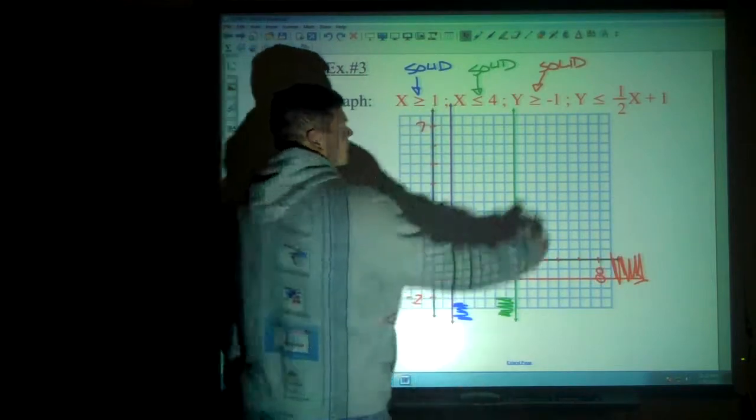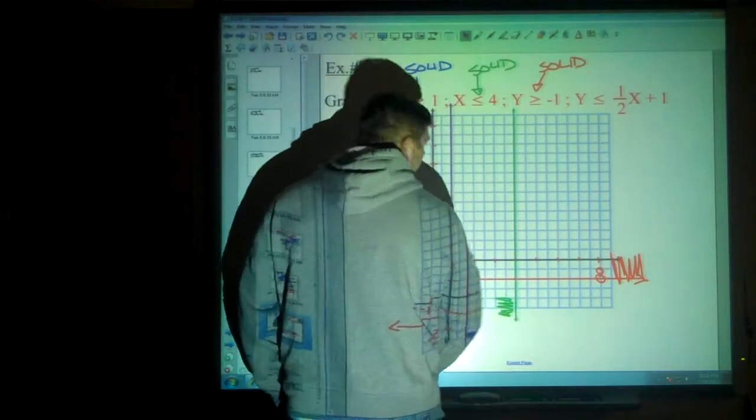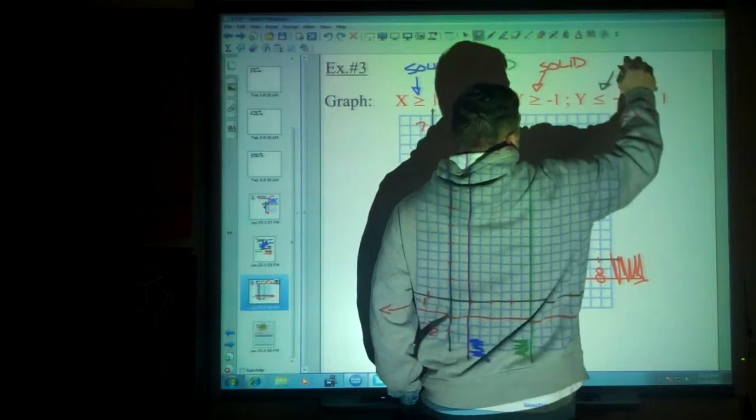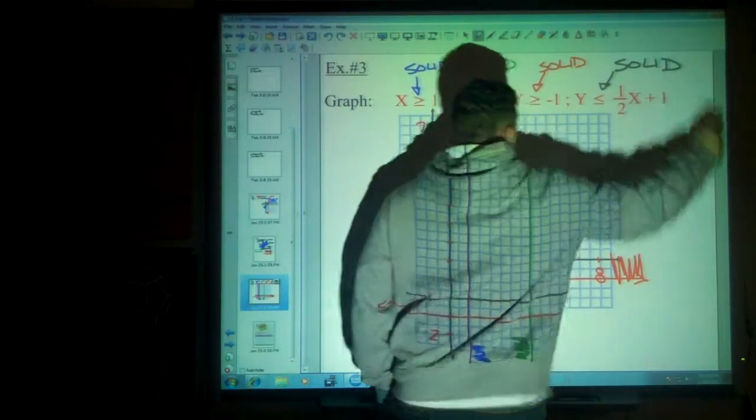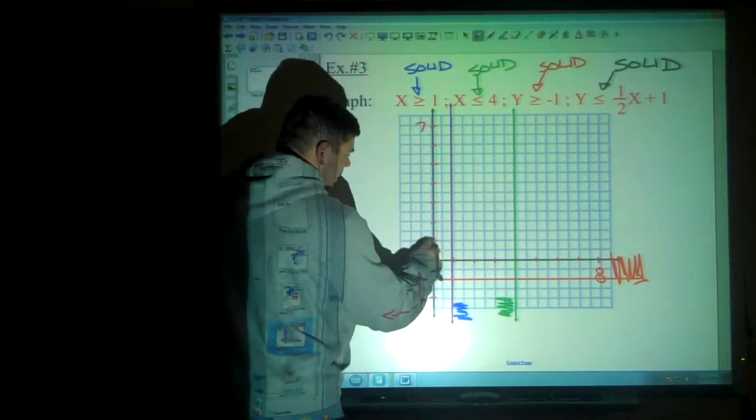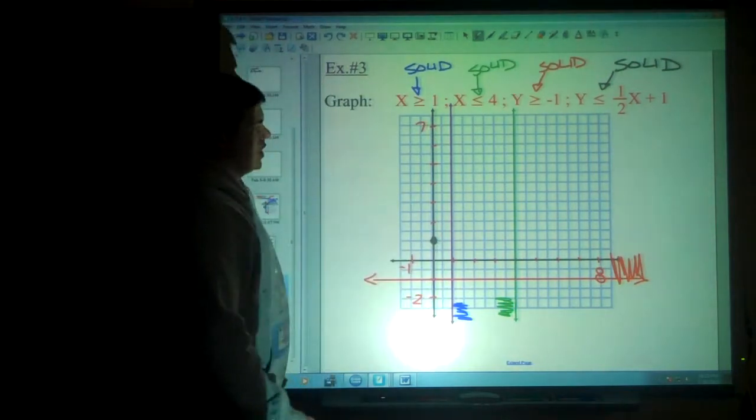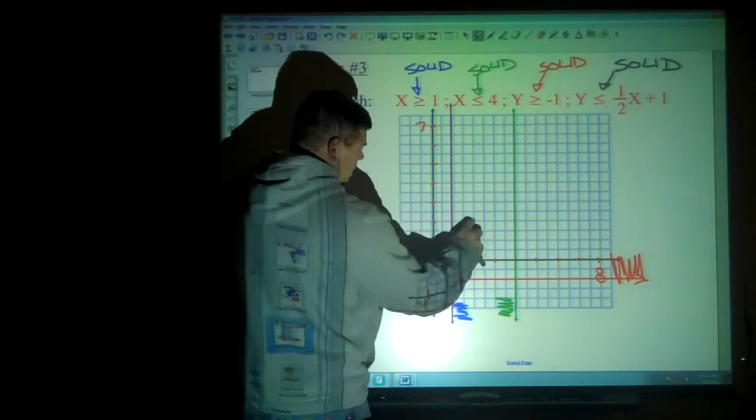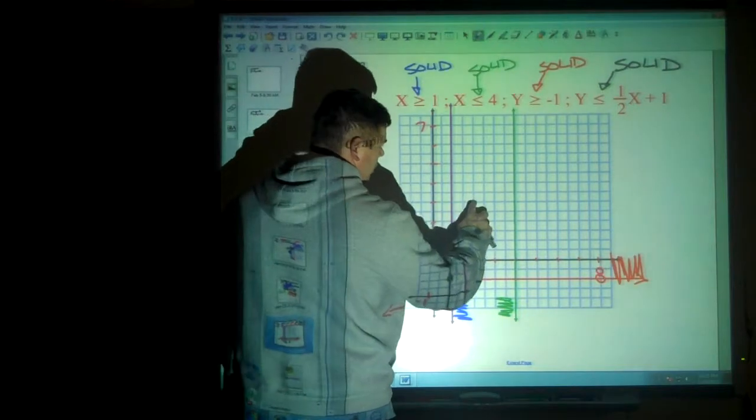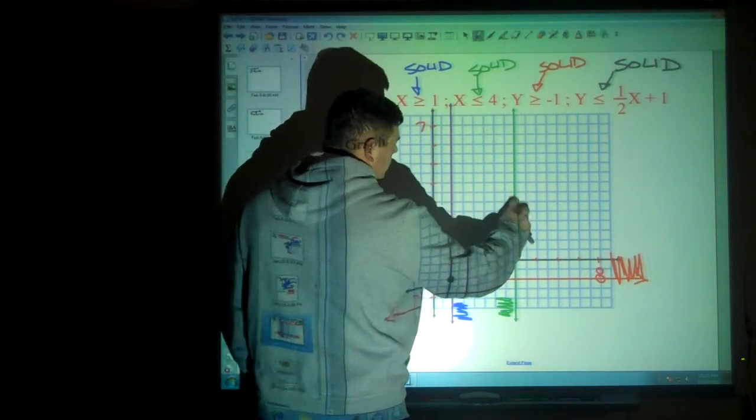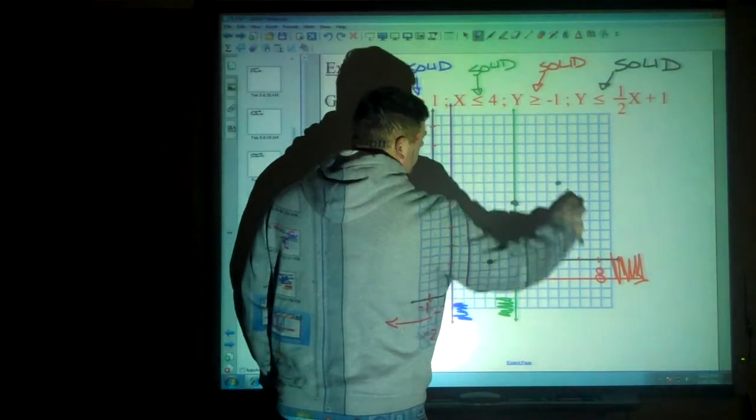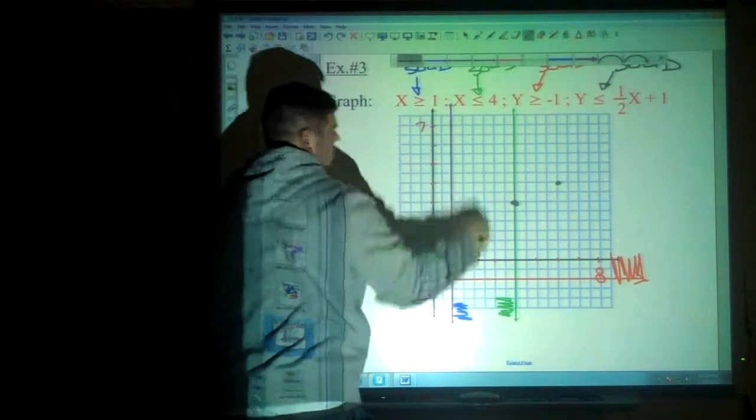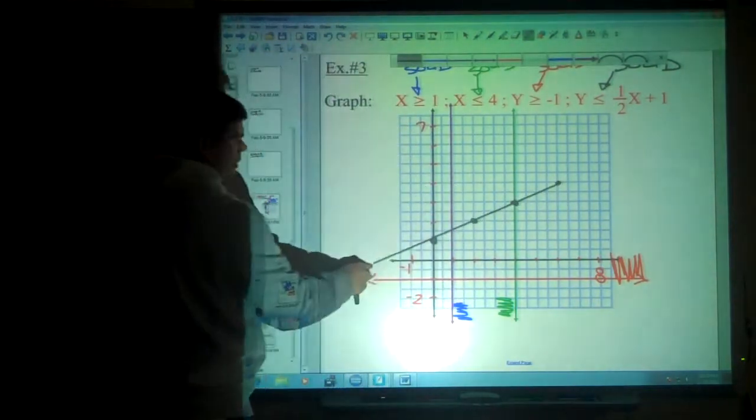And I have one more, which is going to be a diagonal line, and it's also a solid. Has a y-intercept at 1, which is right there, and it goes up 1 and right 2. Up 1, right 2. Up 1, right 2. So now I have a solid line here.